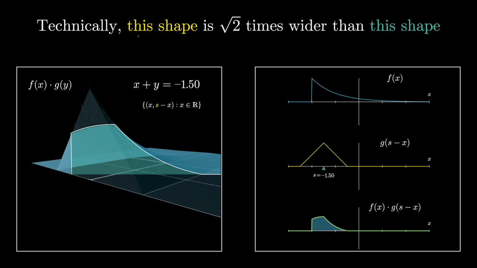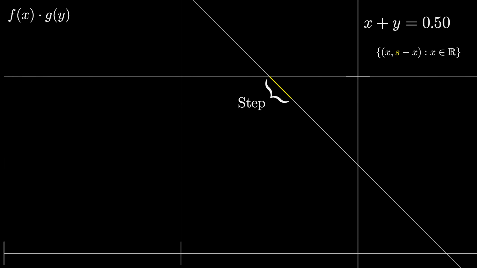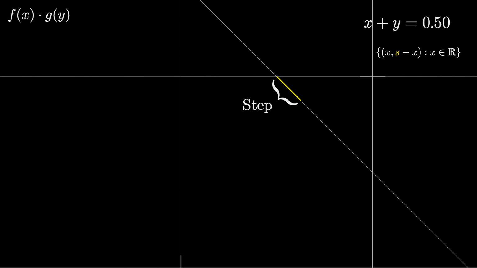Technically, the diagonal slices are not exactly the same shape. They've actually been stretched out by a factor of the square root of 2. The basic reason is that if you imagine taking some small step along one of these lines where x plus y equals a constant, then the change in your x value, the delta x here, is not the same thing as the length of that step. That step is actually longer by a factor of the square root of 2.